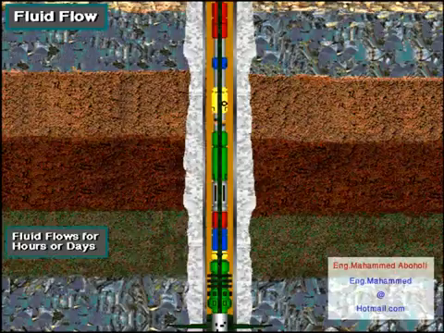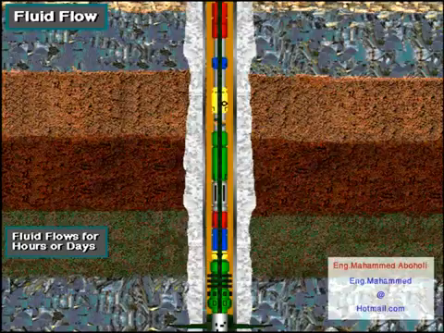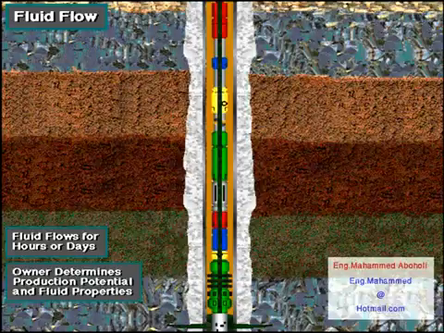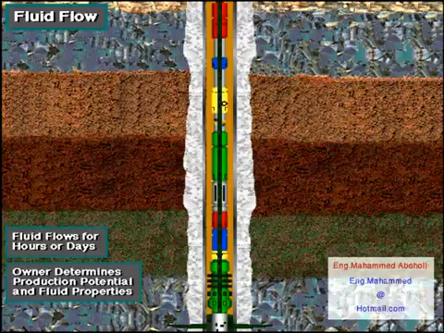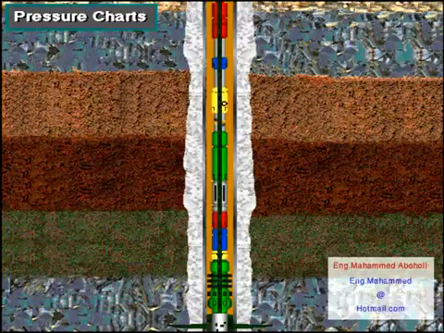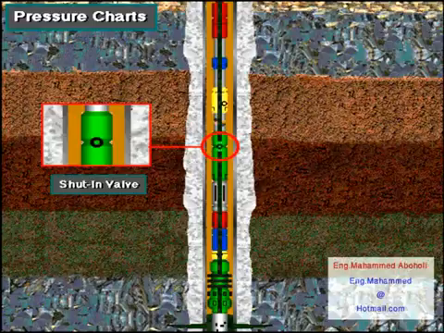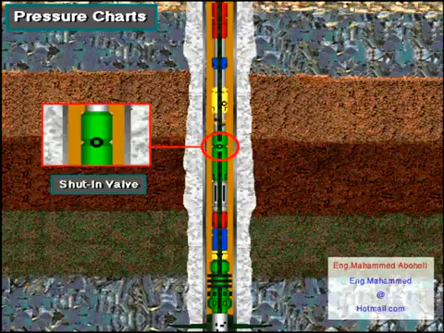The well owner then allows the fluid to flow for a few hours or for several days, depending on the well. Produced fluids are caught in a holding tank or burned off as they reach the surface. During the flow period, the owner determines the well's production potential and fluid properties. After letting the well flow for the required time, the test crew closes the shut-in valve by rotating the drill string. The flow of formation fluid stops.